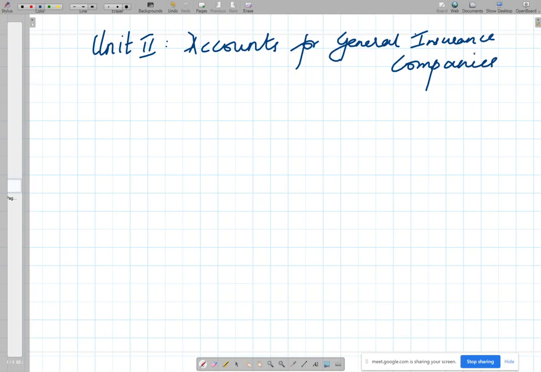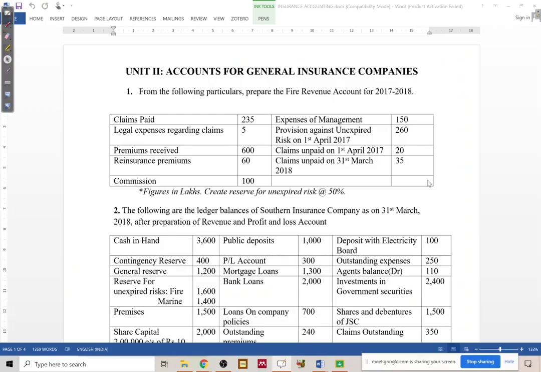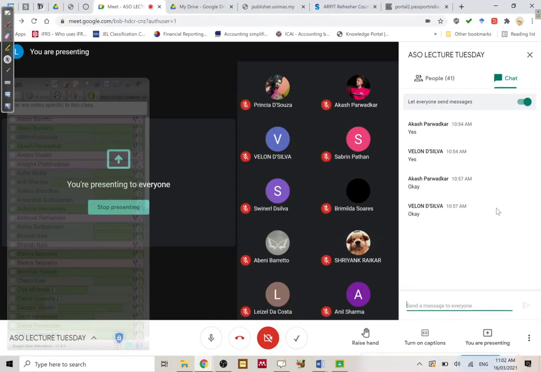Now, first of all, let's try to understand what this term insurance means. Can anyone tell me what we mean by insurance exactly? What does the term insurance mean? Or why do we require insurance in life or in business? You can just unmute and say. What is the purpose of insurance?